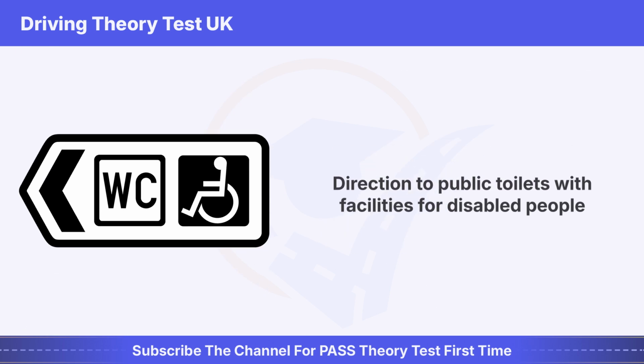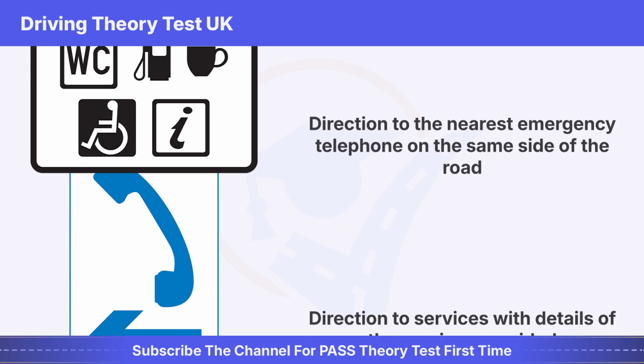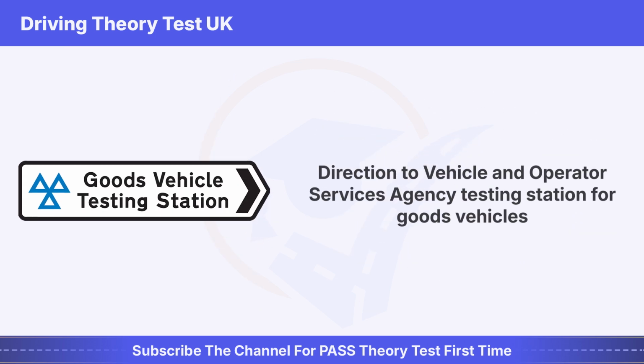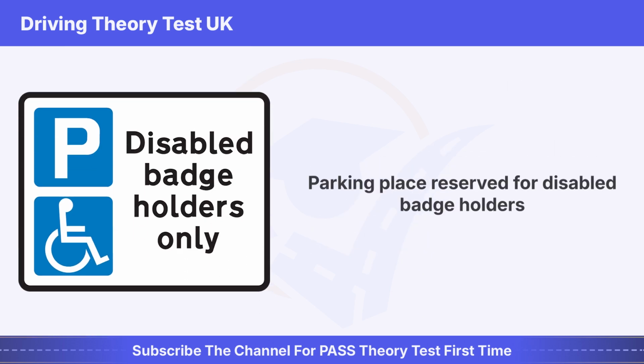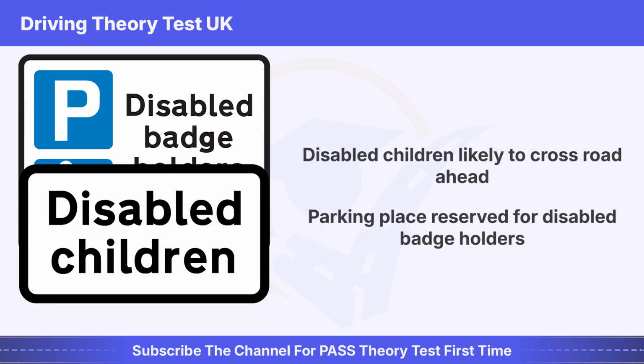Direction to public toilets with facilities for disabled people. Direction to services with details of the services provided. Direction to the nearest emergency telephone on the same side of the road. Direction to Vehicle and Operator Services Agency testing station for goods vehicles. Parking place reserved for disabled badge holders.